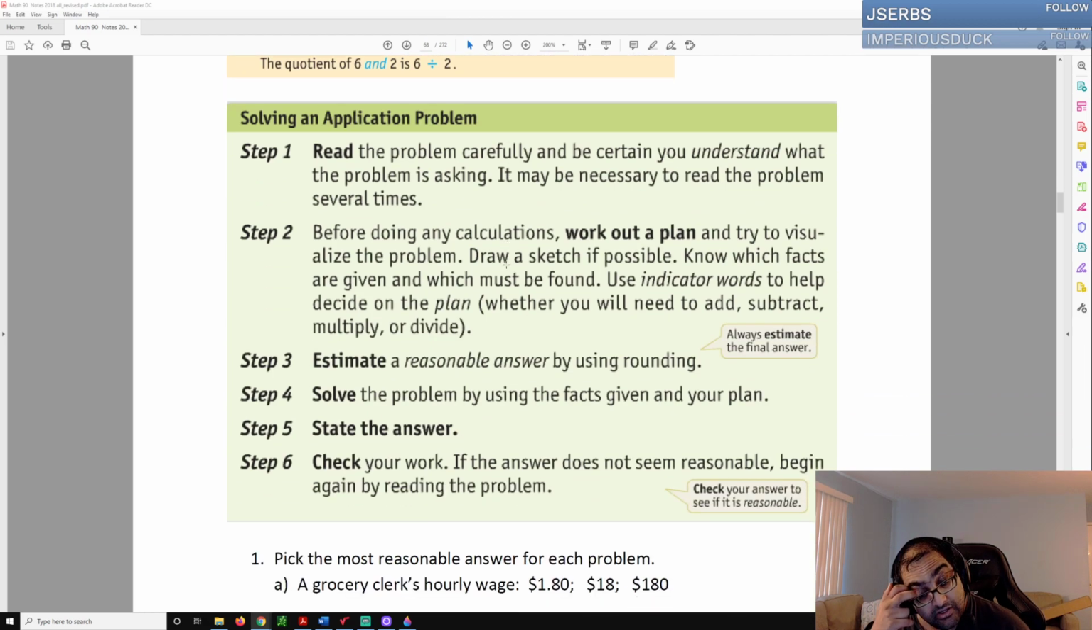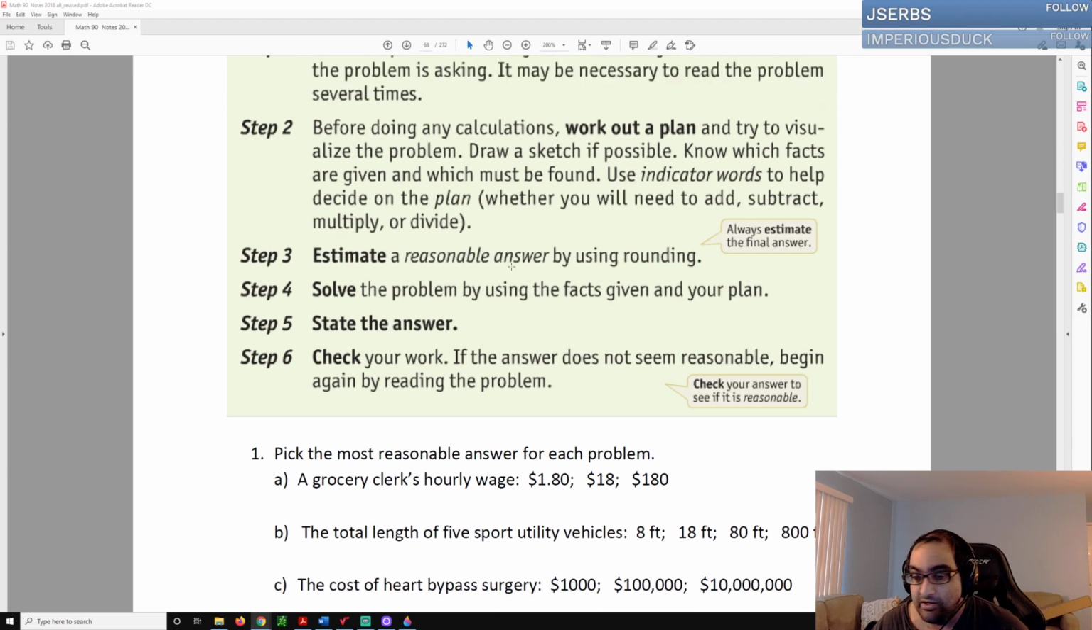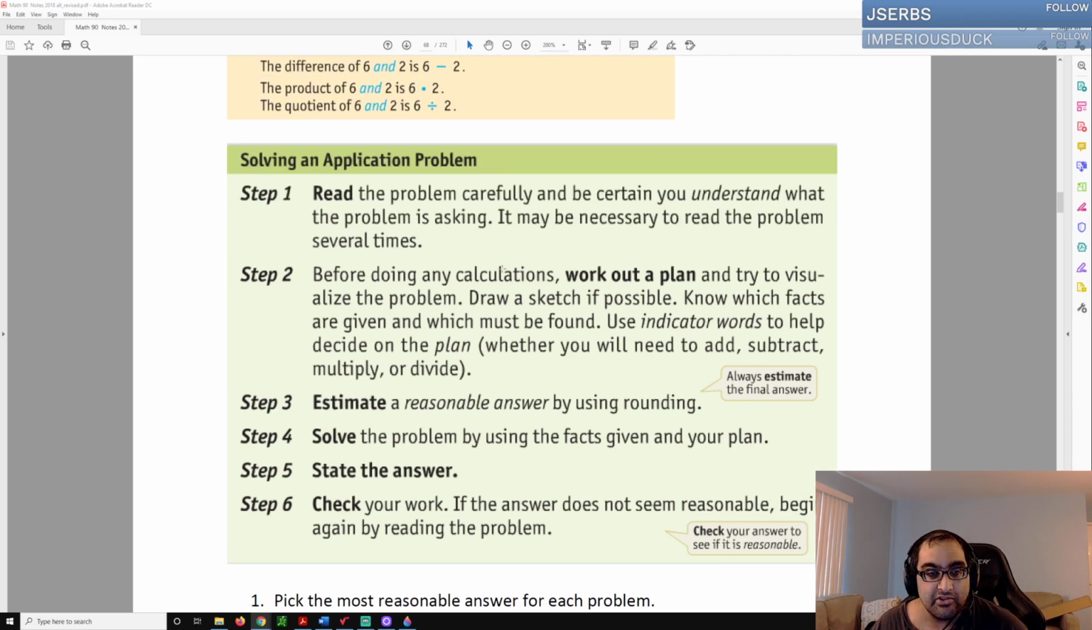So let's talk about some tips and reasonable answers. In this particular section on page 68 of the handout, this talks about some steps about solving application problems, and there are several of them which are very important. First and foremost here, read the problem carefully. I can't stress this enough. If you need to read through the problem several times, then read through the problem several times, in order to get a full understanding.